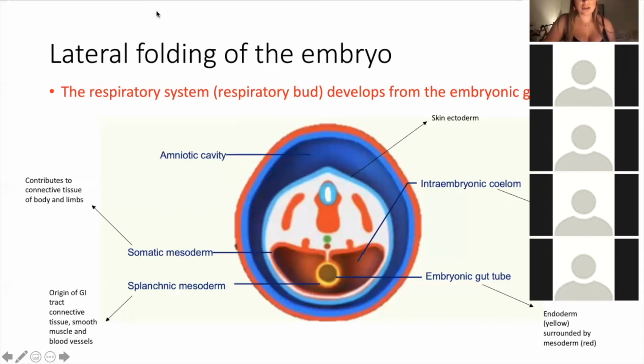The embryonic gut tube is what gives rise to the respiratory system, or the respiratory bud. You can also see we've got the splanchnic mesoderm, which gives rise to connective tissue of the GI tract, smooth muscle and blood vessels. And we've got the somatic mesoderm as well, which contributes to connective tissue of the body and the limbs.